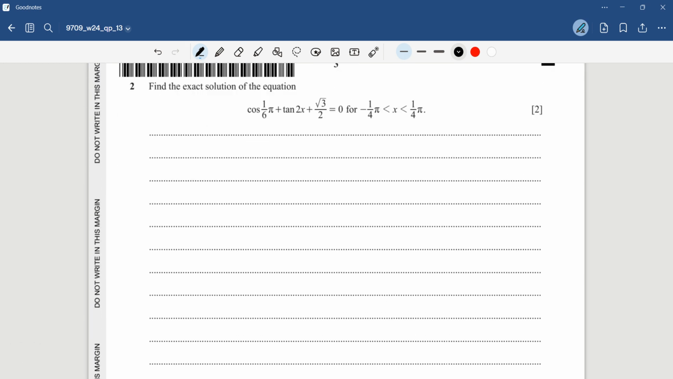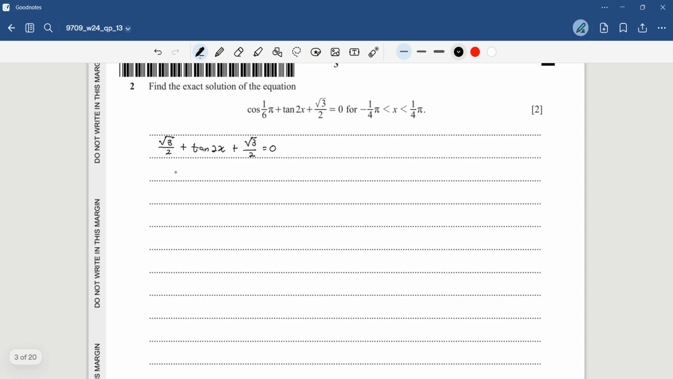Question number 2. Find the exact solution of the equation. First we try to rewrite this equation. So cos of 1 over 6 pi gives root 3 over 2. You can press your calculator, and make sure it is in radian mode because 1 over 6 pi is in radians. So cos of 1 over 6 pi will be root 3 over 2, plus tangent 2x, plus root 3 over 2 equals 0.